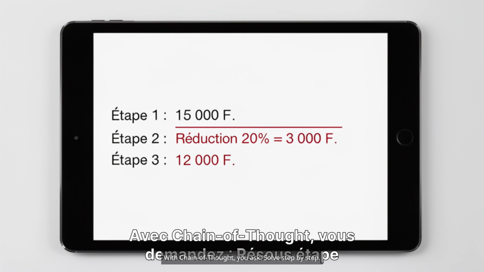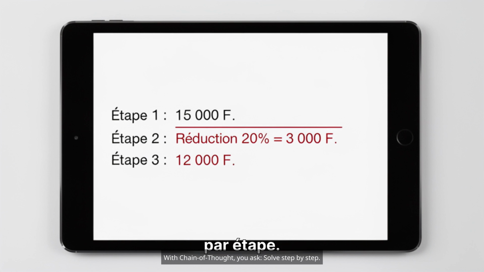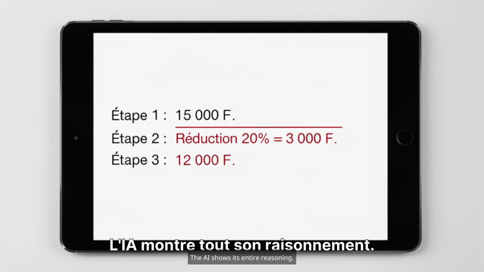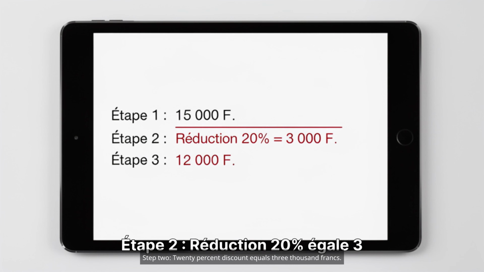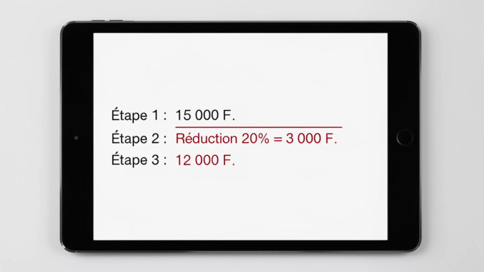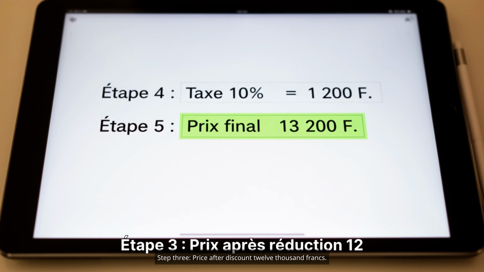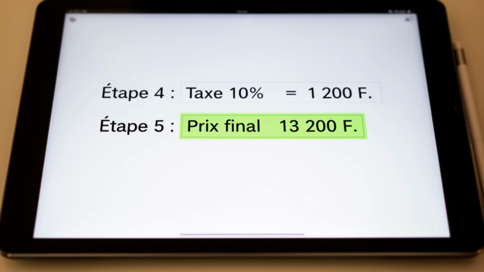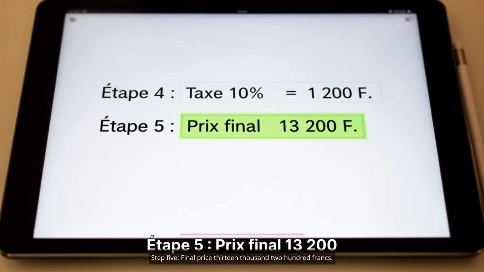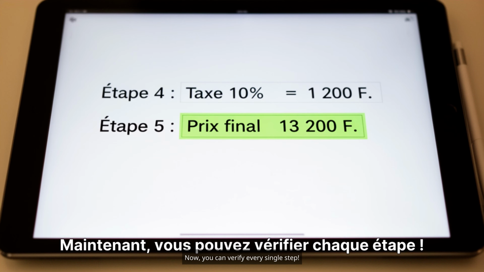With chain of thought, you ask, solve step by step. The AI shows its entire reasoning. Step 1, initial price 15,000 francs. Step 2, 20% discount equals 3,000 francs. Step 3, price after discount 12,000 francs. Step 4, 10% tax equals 1,200 francs. Step 5, final price 13,200 francs. Now you can verify every single step.